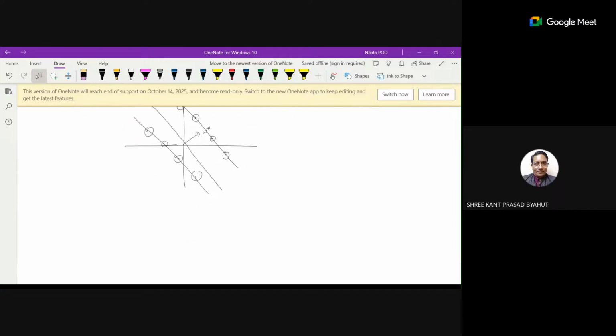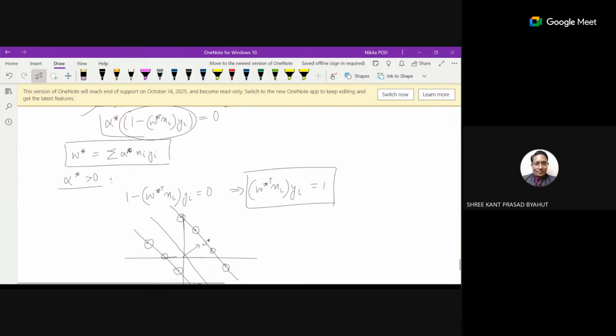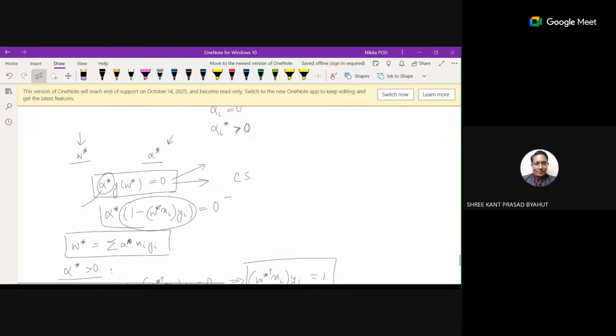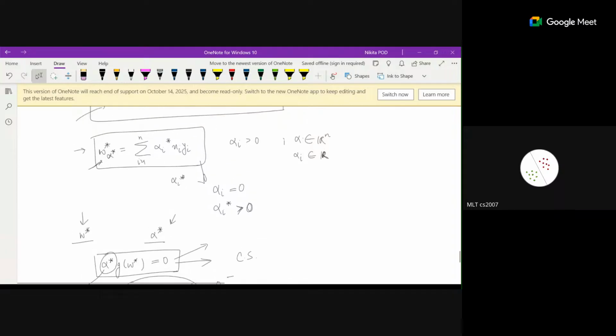Once again, ma'am, go above just 2 lines. Just go back. Yeah, here. The complementary slackness condition. How did we reach this, alpha star G of W star equal to 0 and alpha star times 1 minus this? How did we derive it? What analogy did we use here? The proof we have already done earlier, right?